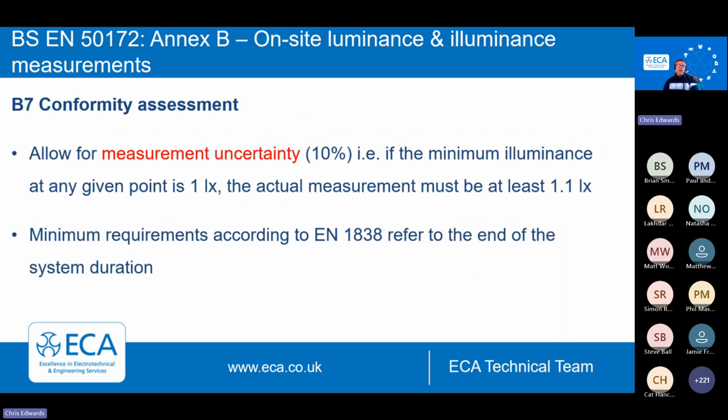This one's a bit interesting. We need to allow for measurement uncertainty, 10%. So in other words, if we're expecting 1 lux, we need to make sure that when we verify, we get 1.1 to allow for measurement uncertainty, even though we're using our calibrated cosine corrected category 2 lux level meters.